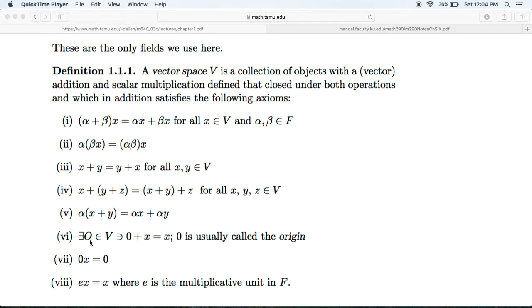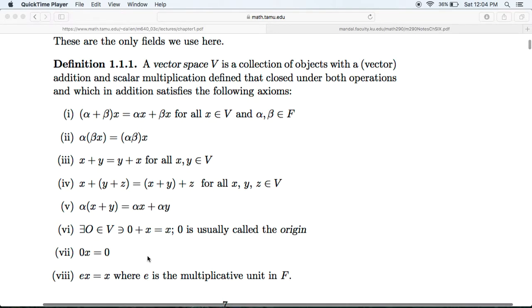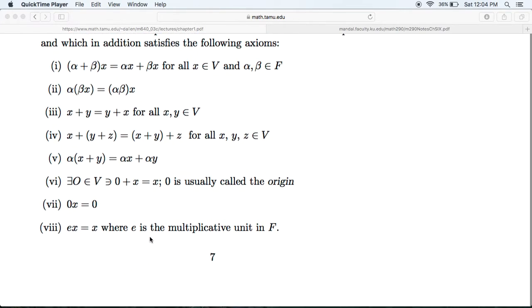Moreover, there exists something called a zero vector in the vector space V, such that addition with the zero vector gives me the vector itself, and multiplication with the zero vector gives me 0. And because a vector space is defined over some field, there exists an identity in the field, and that identity, when multiplied with the vector, gives me the vector itself.